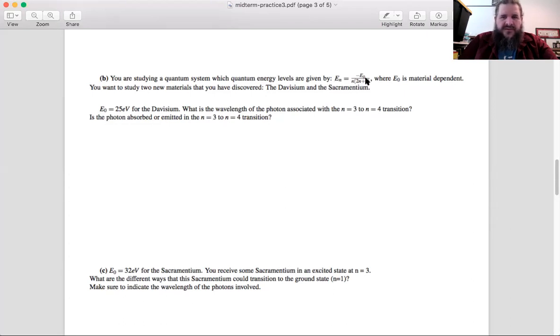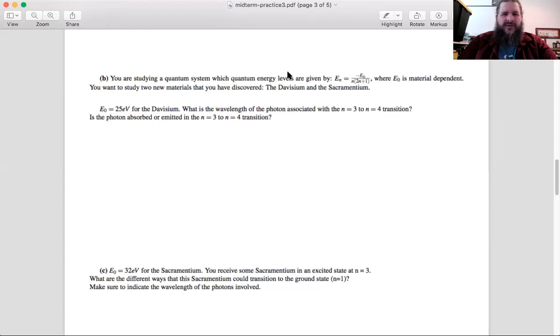Energy levels are given by this formula: negative some constant value divided by n times 2n plus 1. Based on that energy formula, we want to know what's the wavelength associated with the n equals 3 to n equals 4 transition. So in cases like this, I think it's a good idea to list out the possible energy levels.